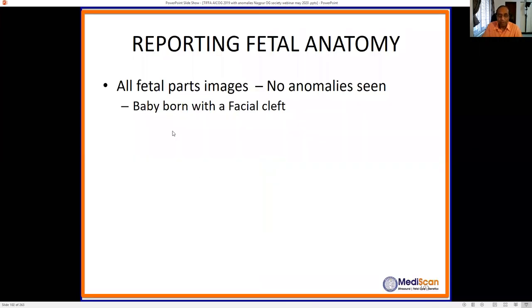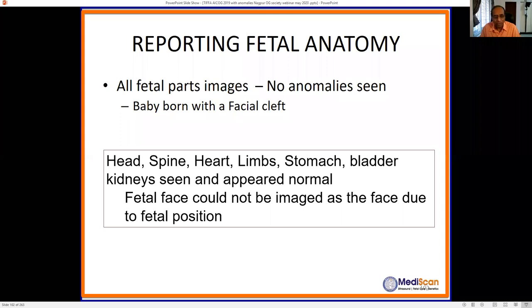Now, when you want to report fetal anatomy: all fetal parts imaged, no anomaly seen, and then the baby is born with a facial cleft. So when you say fetus is normal and the baby is born with a defect, that's when parents get very alarmed. So here: head, spine, heart, limbs, stomach, kidneys seen and appeared normal. Fetal face could not be imaged due to fetal position.